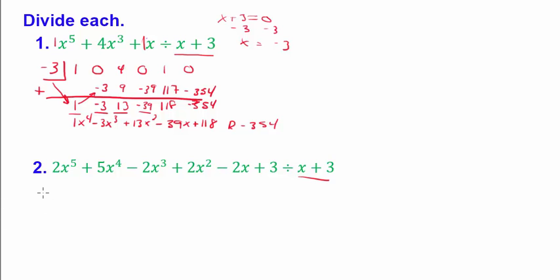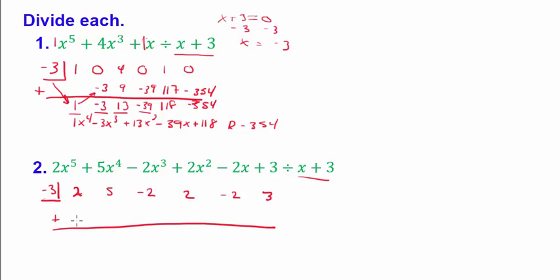We'll do the same thing with number 2. And again, we're going to have that backwards L. We're going to have negative 3 inside that backwards L because it's really the same divisor. Next to the backwards L, I'm going to have 2, then 5, then remember negative 2, positive 2, negative 2 again, and positive 3. No zeros here because we have every single term represented.